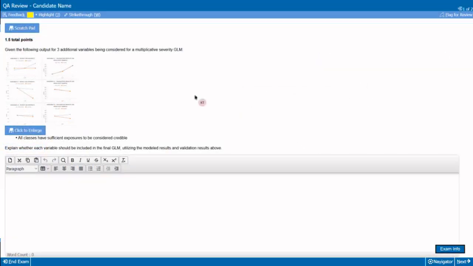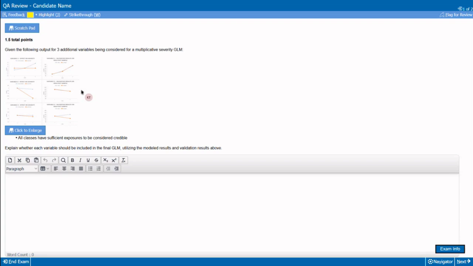Hi, I'm the candidate and I'm going to be attempting this problem. So it says, given the following output for 3 additional variables being considered for a multiplicative severity GLM, I see that we have some graphs. I'll enlarge that image in a second, but I'm going to read the rest of the problem. It says all classes have sufficient exposures to be considered credible, and to explain whether each variable should be included in the final GLM utilizing the modeled results and validation results above.